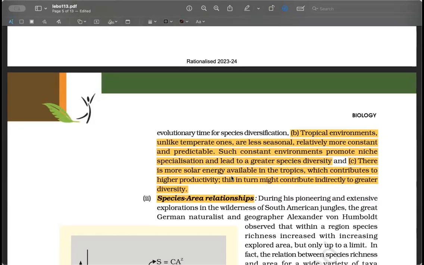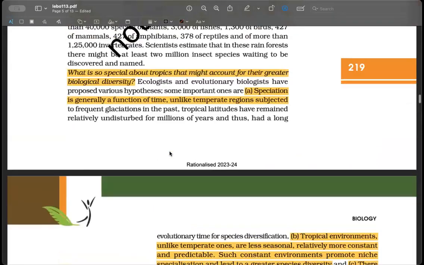But if there is less fluctuation, then over time, more and more species that will be formed will stay stable and will not quickly die. So there will be more diversity. And third, simple, more sunlight in the tropics, so more energy with the producers, more energy they fix, more energy goes to consumers, and their number increases. Their reproduction is better. So this was the first reason.